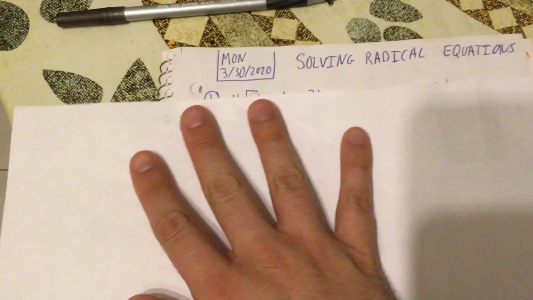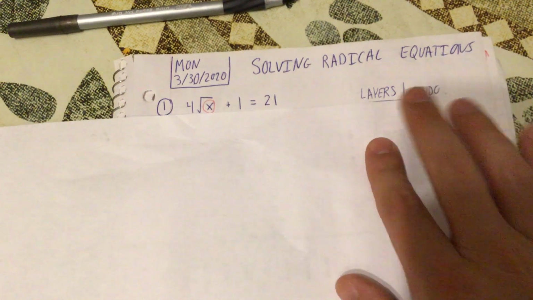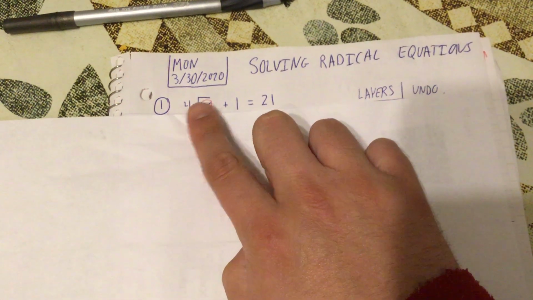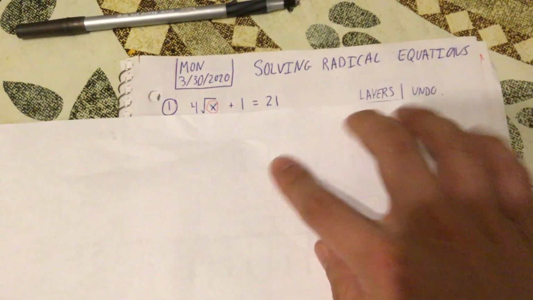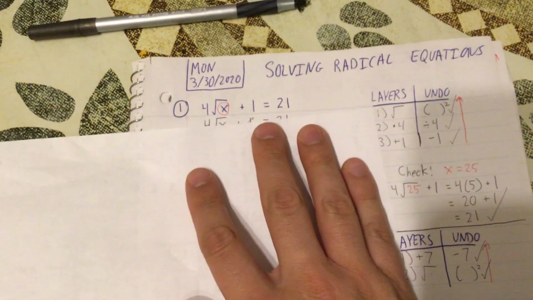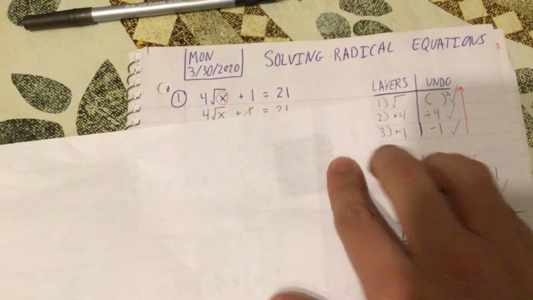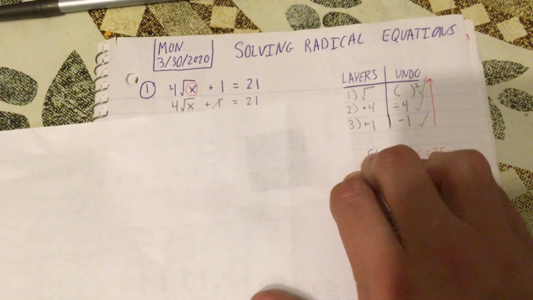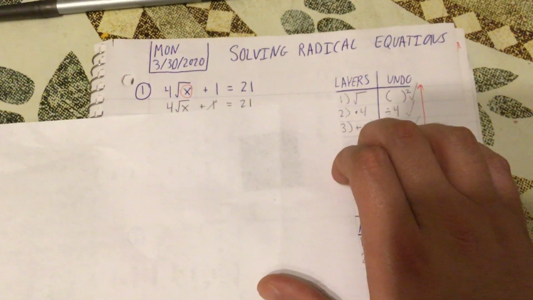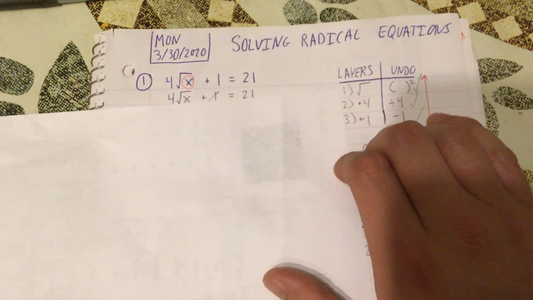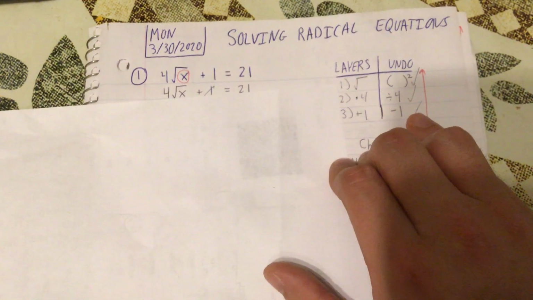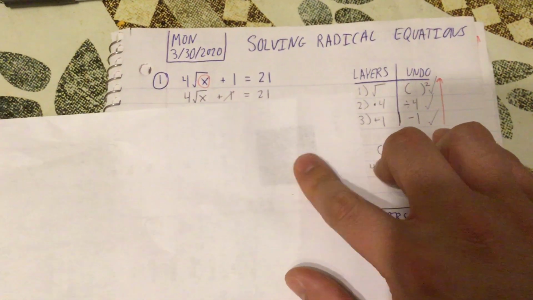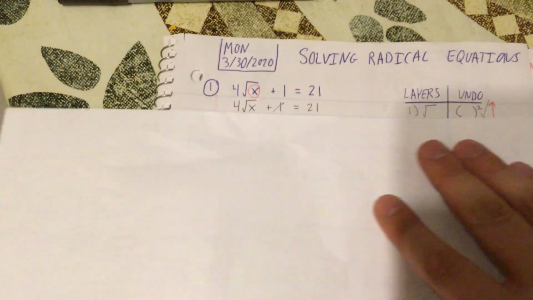So first thing I'm going to do is look at the layers. First things first, that's x already isolated, then it gets square rooted, then it gets multiplied by 4, and then it gets added by 1. Oh, geez, I gave away the answer. But anyway, if I've got a square root, then times 4, then plus 1, I need to undo those layers by subtracting 1, dividing by 4, and squaring, in that order. So let's get on with the problem.